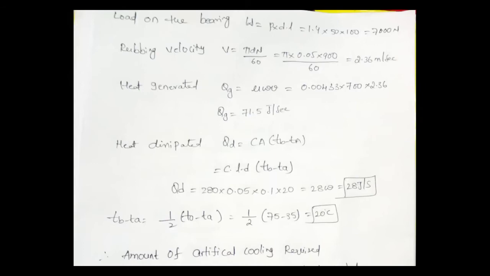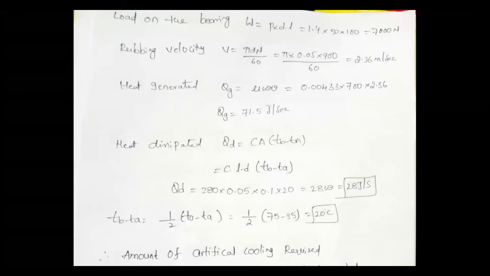amount of heat dissipated is also required, because for artificial cooling, the difference between the amount of heat generation and the amount of heat dissipated will give how much cooling is required. That is the actual procedure. So you try to calculate the amount of heat dissipated also. Now try to write down the formula for heat dissipated, QD. Heat dissipated symbol is QD. So what is the formula for heat dissipated?